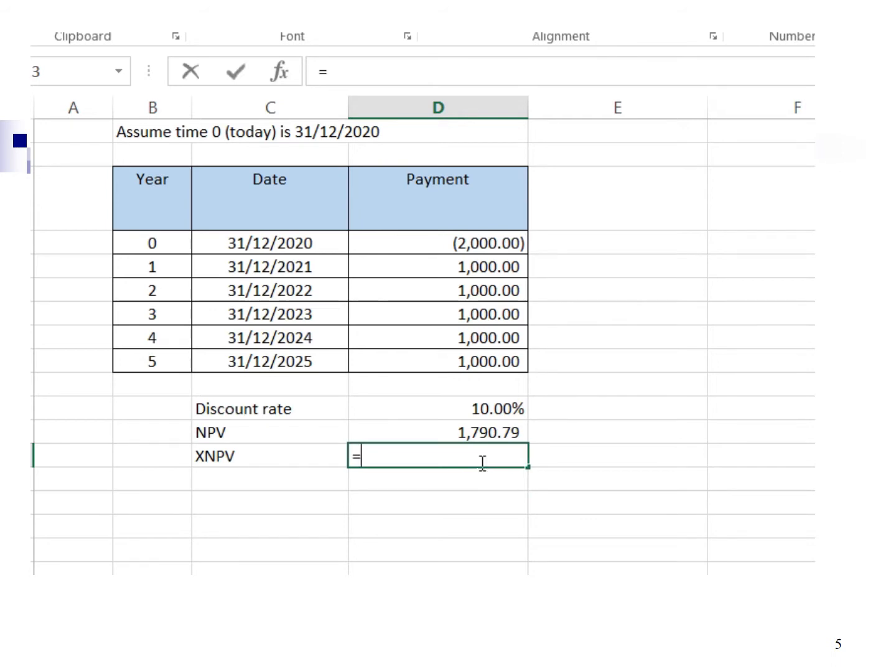Next, I'm going to calculate XNPV. I type equal XNPV, open bracket, point the discount rate of 10%, comma, highlight the value of cash flow from year 0 to year 5, comma, highlight the dates, close bracket, enter. This is the answer for XNPV. The value of XNPV is lower than NPV.